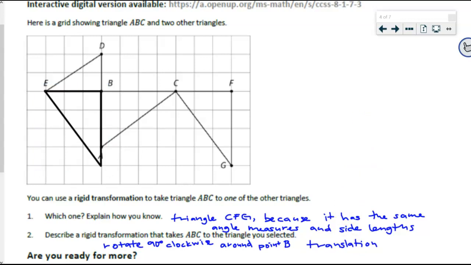Now I need to translate it. Remember, on a translation we need to define the vector, the direction, and the magnitude. I'm going to the right. That wasn't enough, so I need to go to the right and define the magnitude, count how many spaces: 1, 2, 3, 4, 5, 6, 7 to the right. So translation, 7 units. That's our magnitude, and the direction was we went to the right.